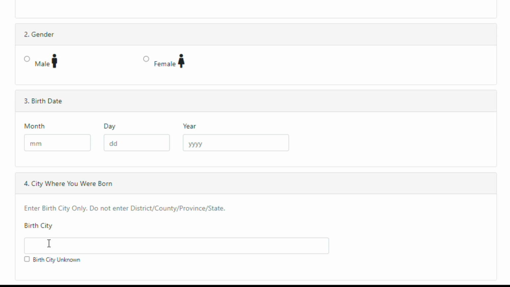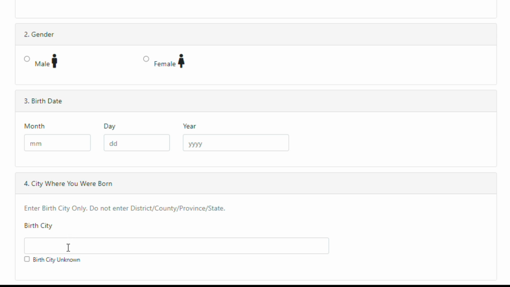Another question about the birth city is, in Kenya, you'll find names of hospitals appearing as the place of birth. You can insert the name of that hospital here, or the town or the city in which that hospital is. That's why I'm telling you the birth certificate is very important. You can insert the name of the city or town where that hospital is, or the name of that hospital as it appears on the birth certificate.